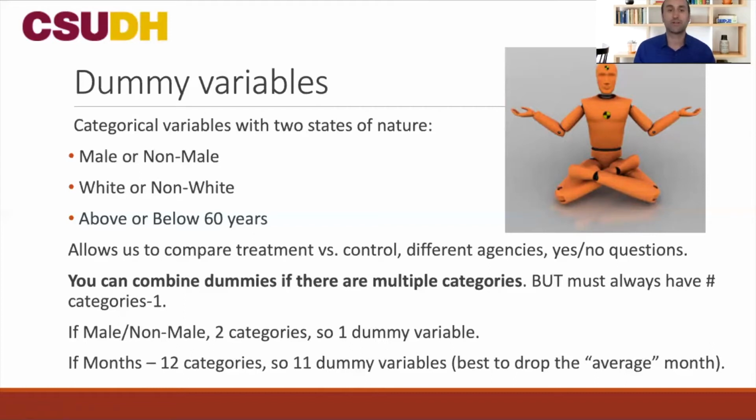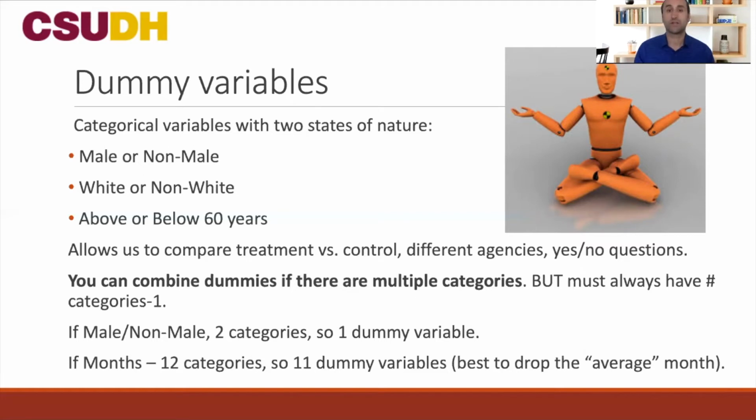Dummy variables are useful because they allow us to compare different states that are exclusive of one another. For example, a treatment versus a control, and that's used a lot in scientific experiments. We might also be comparing different agencies, or maybe yes/no questions on a particular survey. As I've mentioned before, if you have categorical or nominal variables with multiple responses or multiple options, then you can turn those into dummy variables. They can be really useful when you're dealing with nominal variables. You can also combine dummies if there are multiple categories.